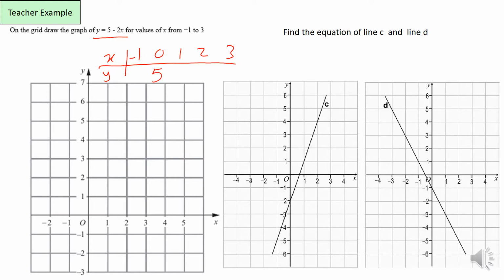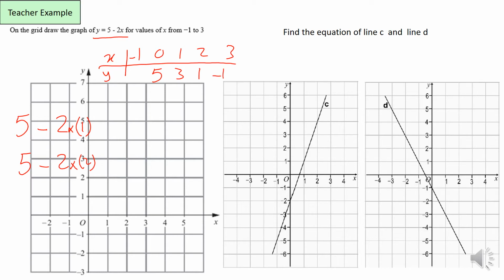If we put 1, it's going to be 5 minus 2 lots of 1. 2 lots of 1 is 2. 5 minus 2 is 3. If we put 2, it's going to be 5 minus 2 lots of 2. 2 lots of 2 is 4. 5 minus 4 is 1. And if we put 3, it's going to be 2 lots of 3, which is 6. 5 minus 6 is -1.